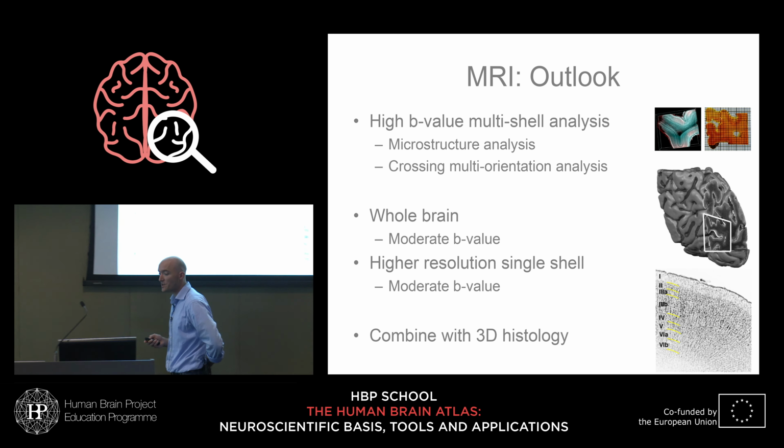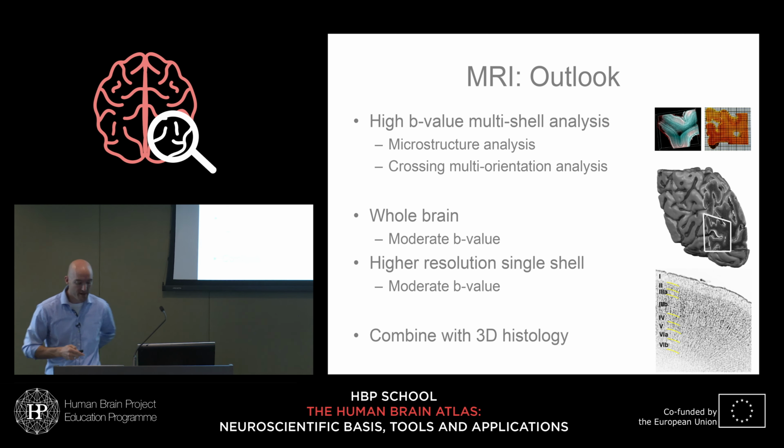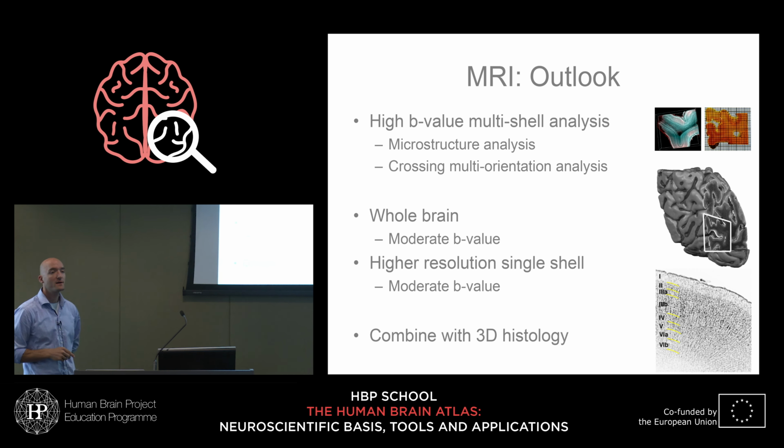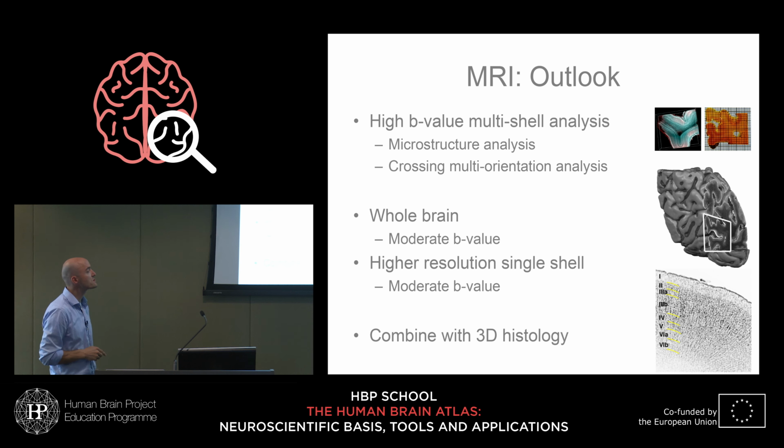I've discussed most of this, the outlook on MRI. Trading off b-values for resolution and getting either higher resolution or higher b-values is a major thing. But what I wanted to spend the last 10 to 15 minutes on, and I'll go through it a bit quicker than through the rest, is to combine all of this with 3D histology.